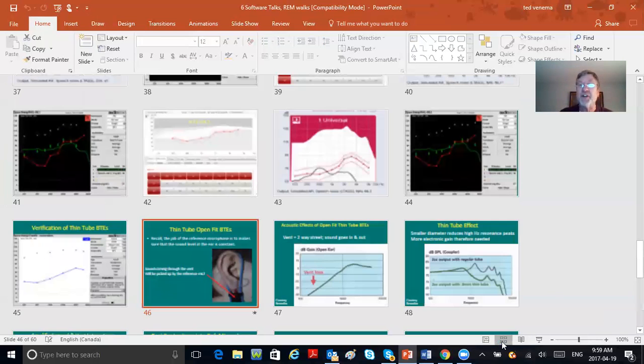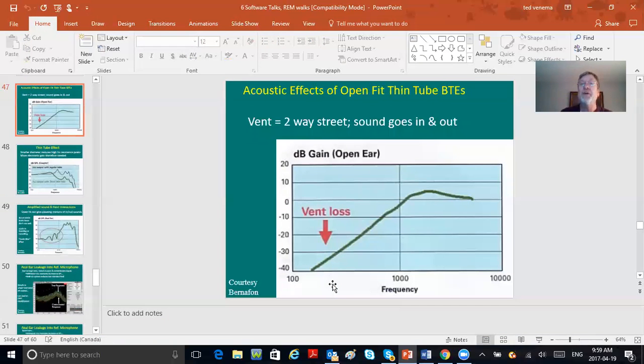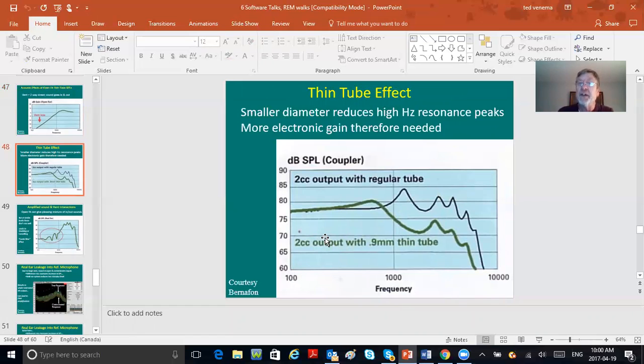Rather interesting. Let's look at here. Effect of open fit thin tube BTEs. Now, a vent is a two-way street. Sound goes into the vent, sound goes out of the vent, right? Sound can come into the vent, but usually a vent is meant to let the lows out, correct? So here's the lows going out due to the vent. That's what would happen. Now, here is a thin tube effect, okay?